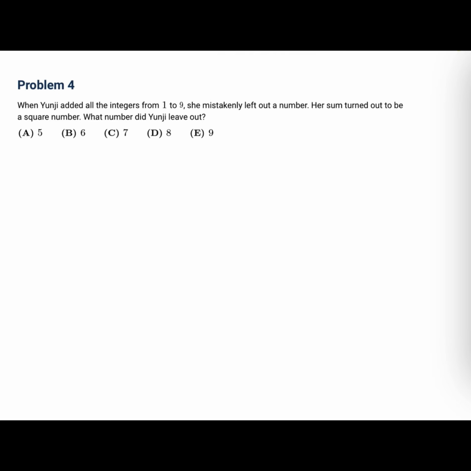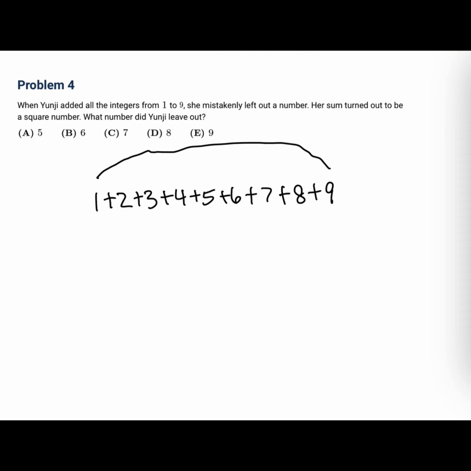So if we add up all the numbers from 1 to 9, 1 plus 2 plus 3 plus 4 plus 5 plus 6 plus 7 plus 8 plus 9. There's also a cool trick to adding up all these numbers. If we take 1 and 9, their sum is 10. 2 plus 8 is equal to 10. 3 plus 7 is equal to 10. 4 plus 6 is equal to 10. And we have a 5 left over. So we made 4 pairs of 10 plus 5.